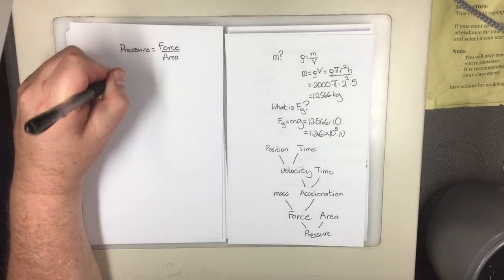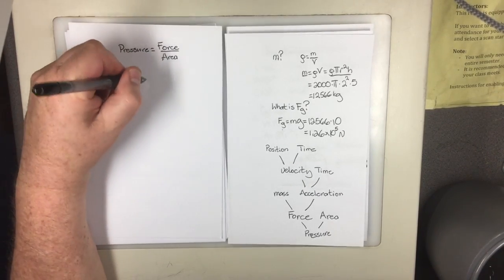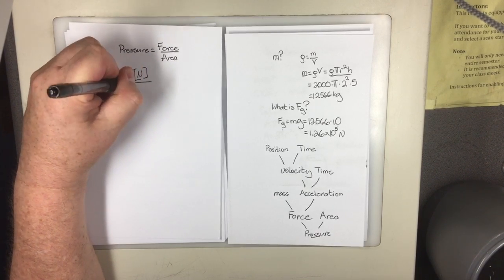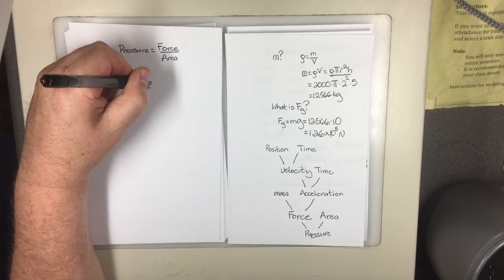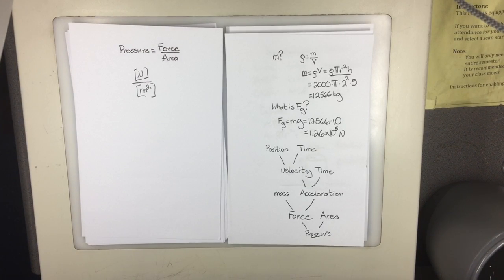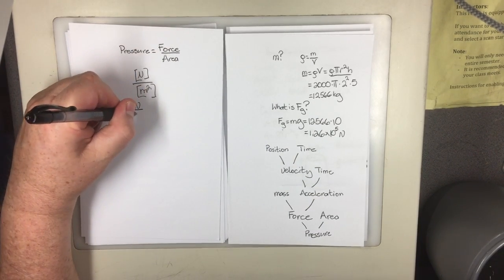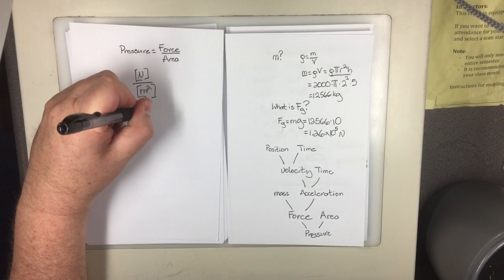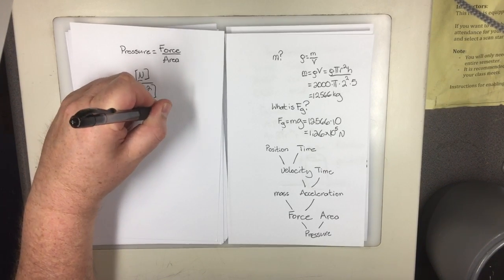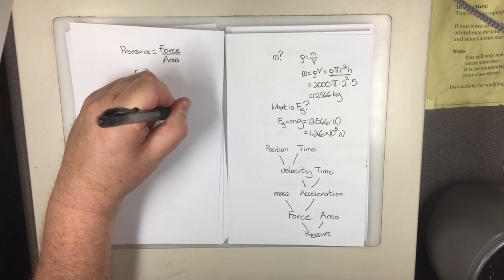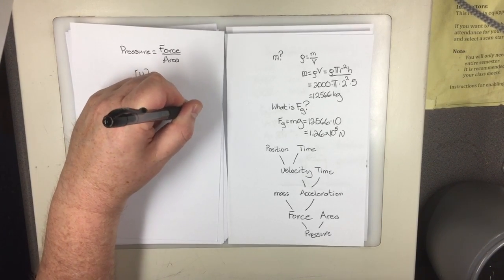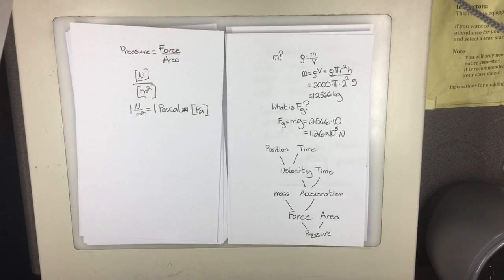So what are the units of pressure? The typical units of pressure, well, force is a Newton. Area is a meter squared. So it's a Newton per meter squared is the concept of pressure. Now, 1 Newton per meter squared is what they call 1 Pascal, which is shortened to Pa. So just like kilograms meters per second squared is a Newton, you could also say a Newton per squared meter is a Pascal.